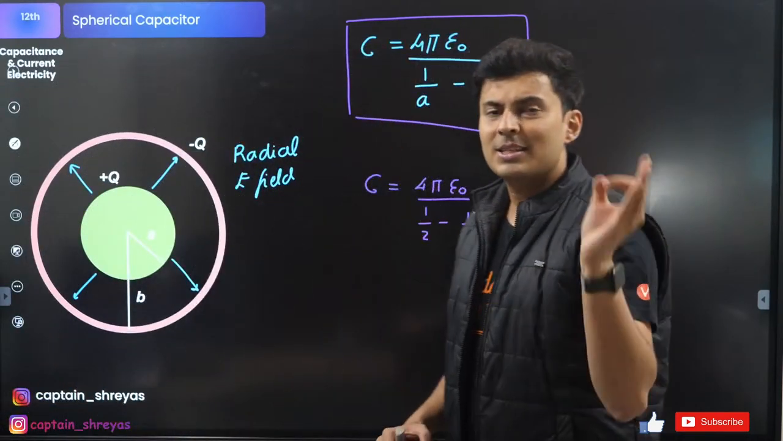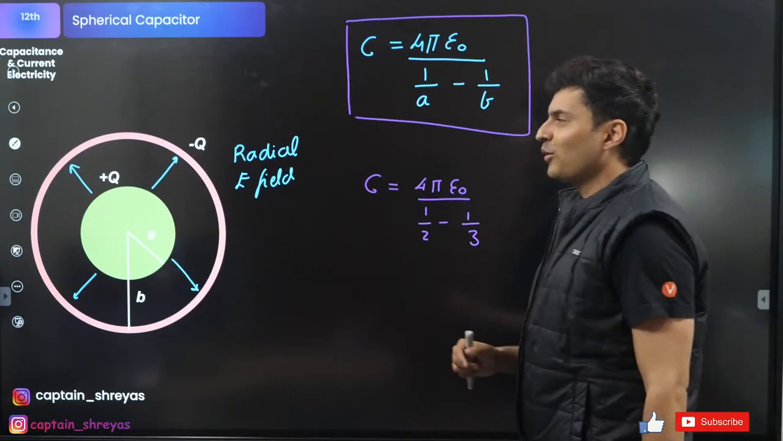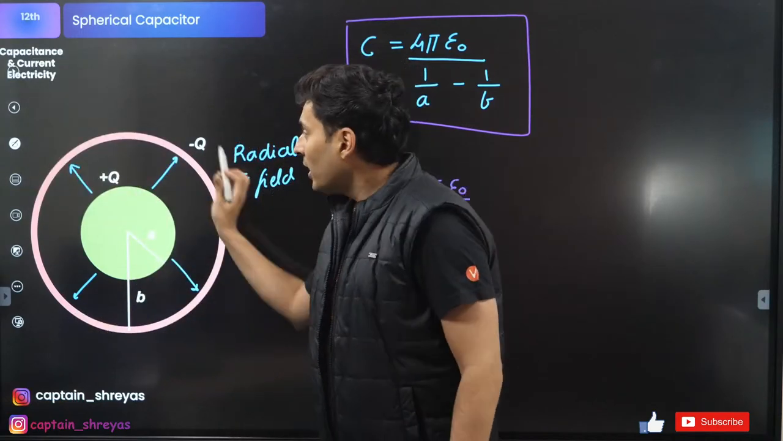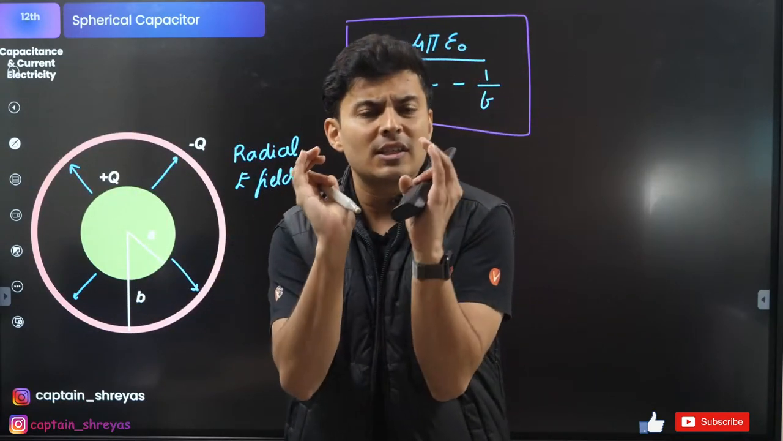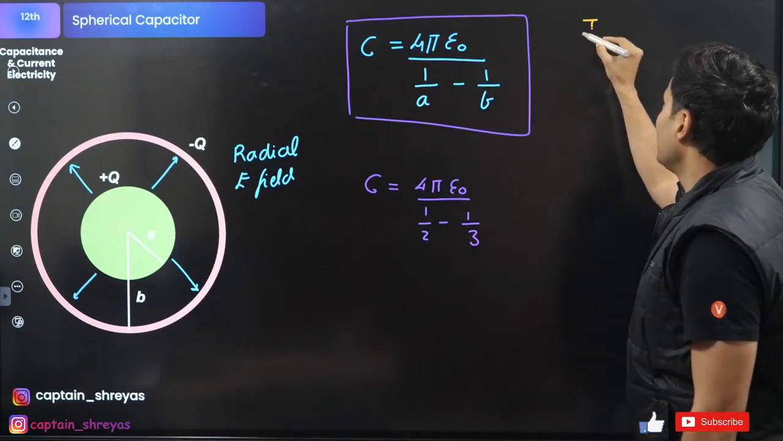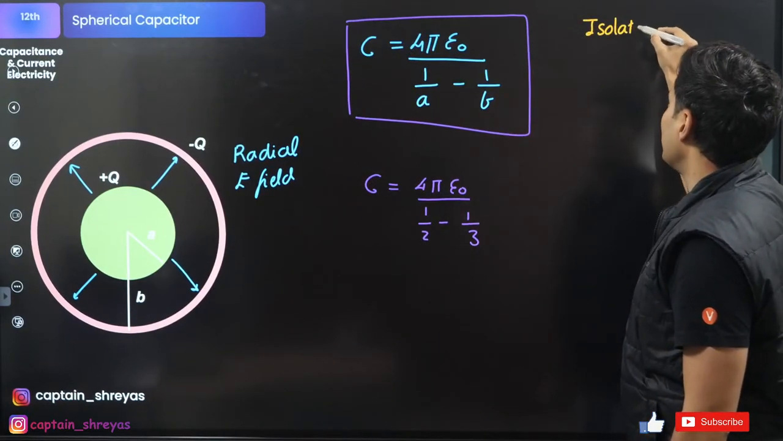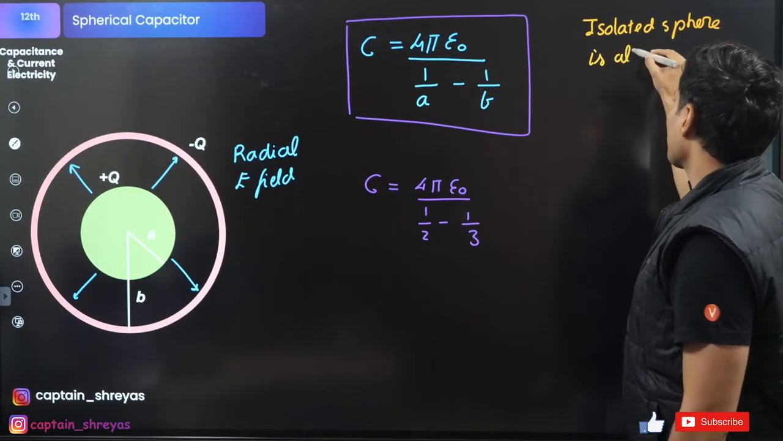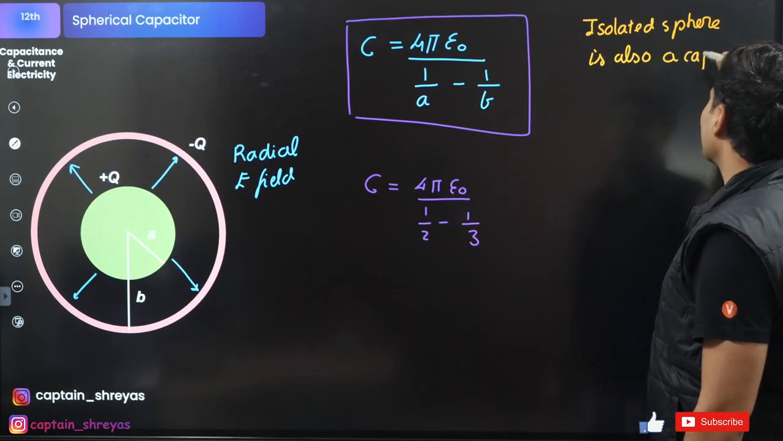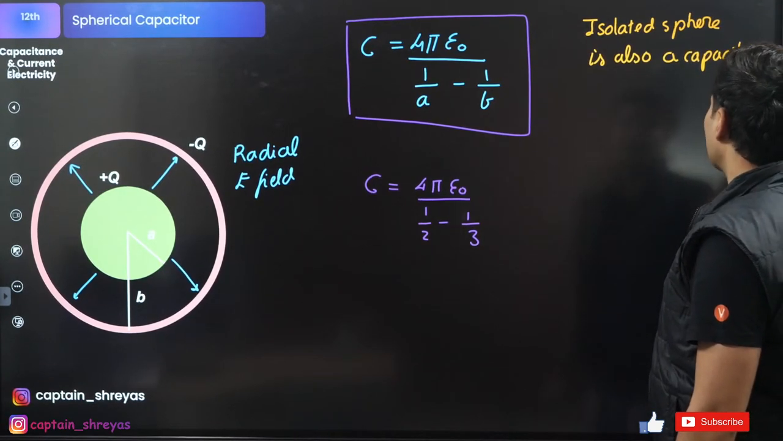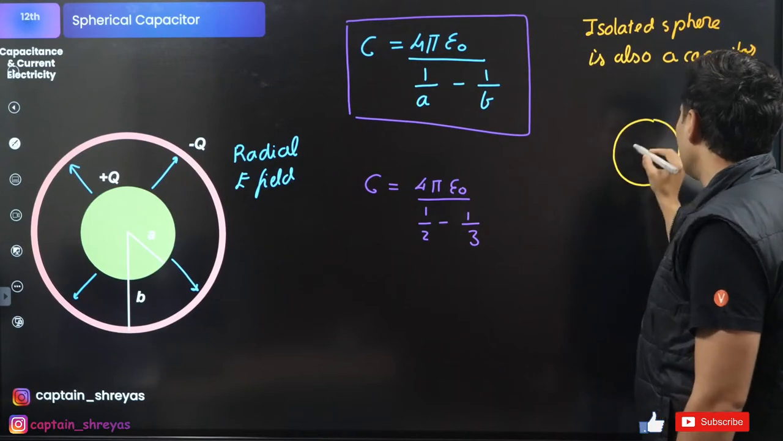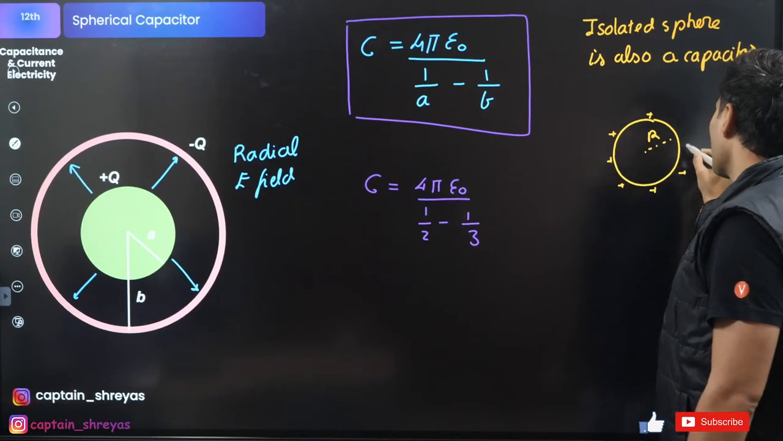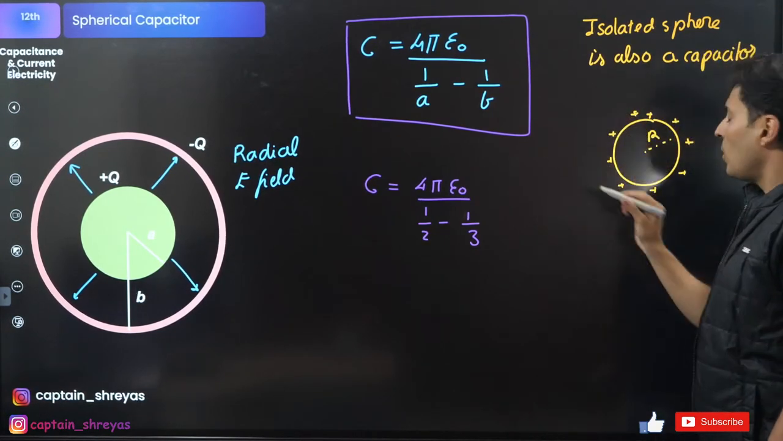Now, there is a special case. There is a special case of a spherical capacitor, when you will see the outer surface is not there. It's just a single capacitor. Basically, it is called an isolated sphere. An isolated sphere is also a capacitor, meaning you just have one sphere of certain radius r, and let's say that has some amount of charge. The other sphere is not there.